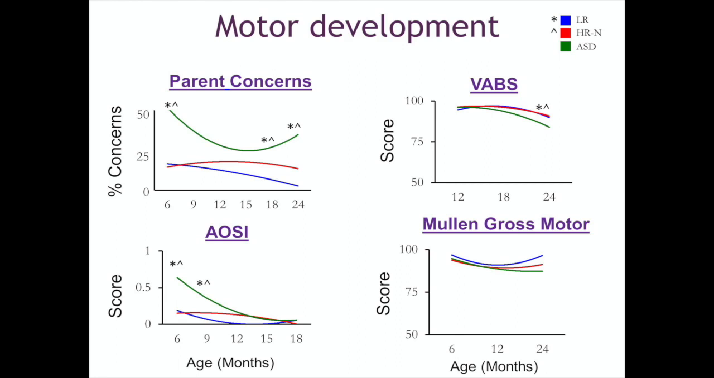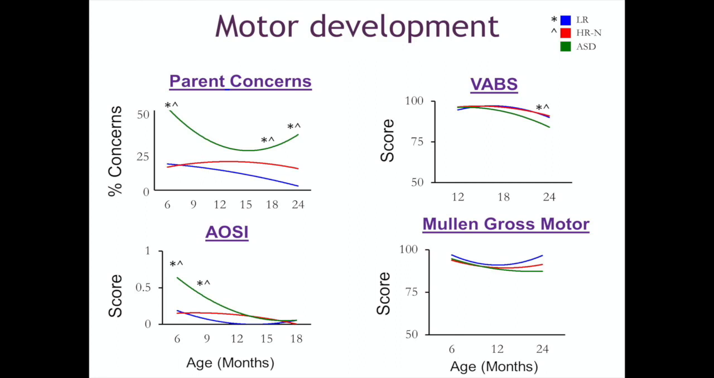It is able to see motor differences between children in the high-risk group who will meet criteria for autism versus won't at 6 and 9 months of age. And then it disappears after that. Whereas you can see with our parent concerns, it's showing it at 6 months of age as well, but also noting differences later on. And this is probably because the AOSI really just focuses on hand-eye movement and trunk control, whereas the parent concerns asks about anything at all motor related.